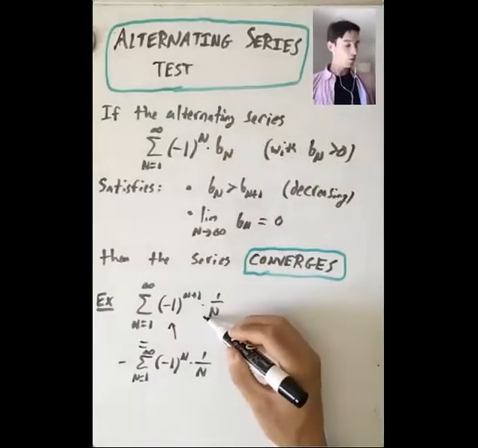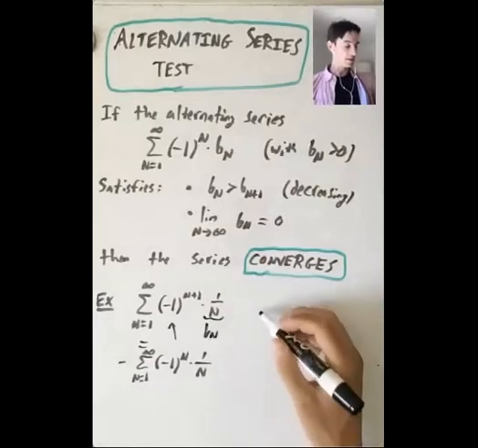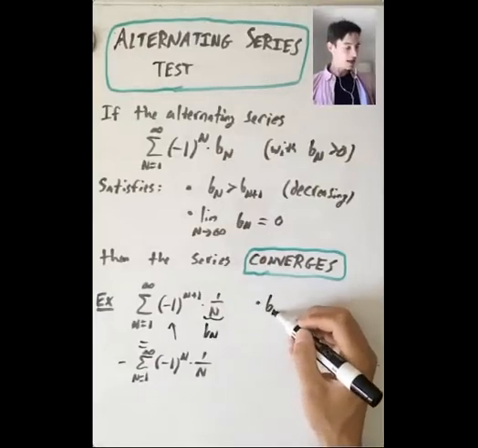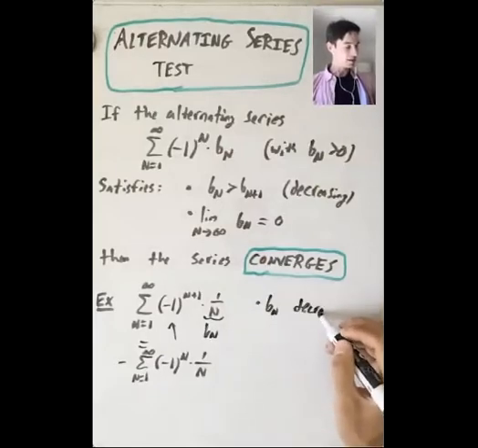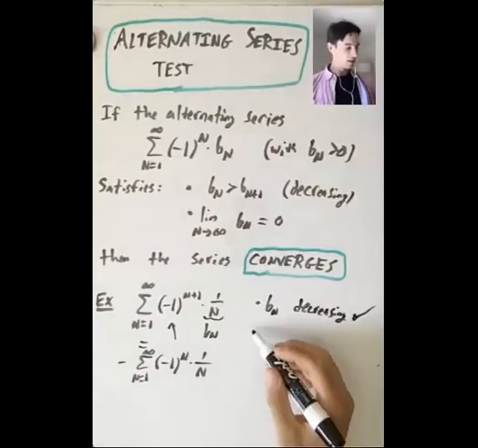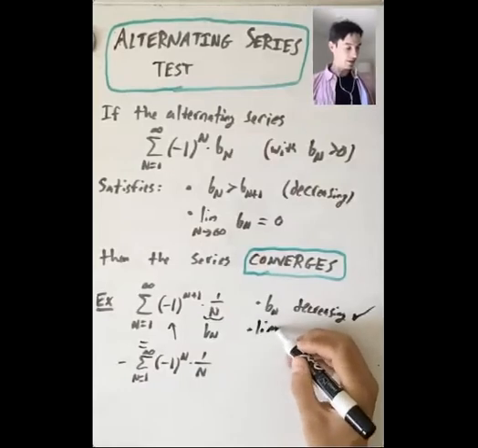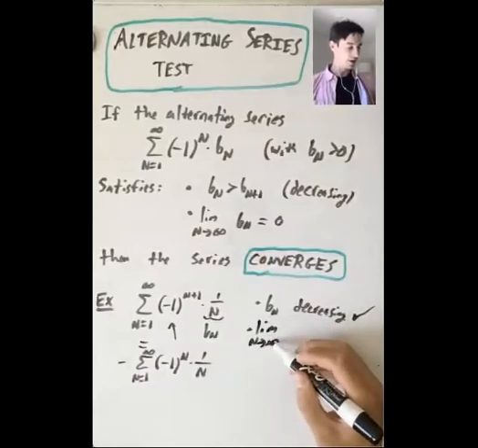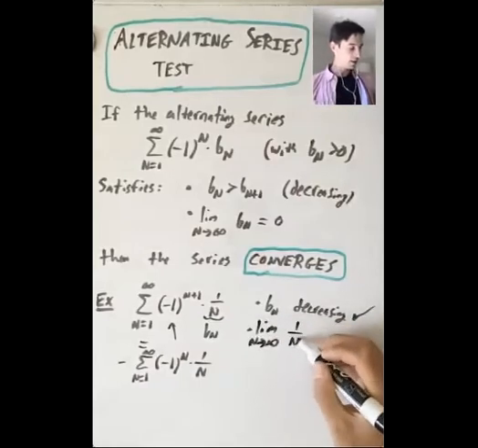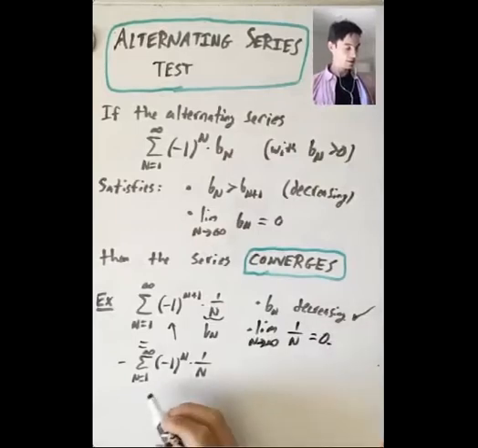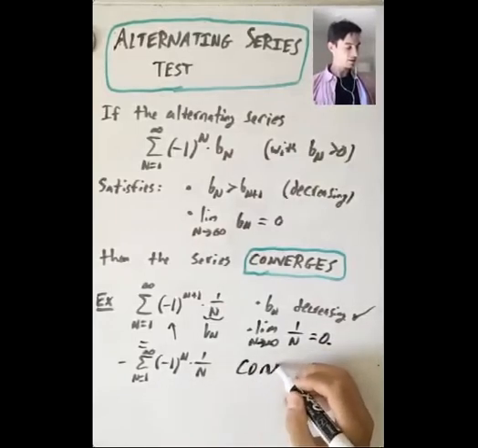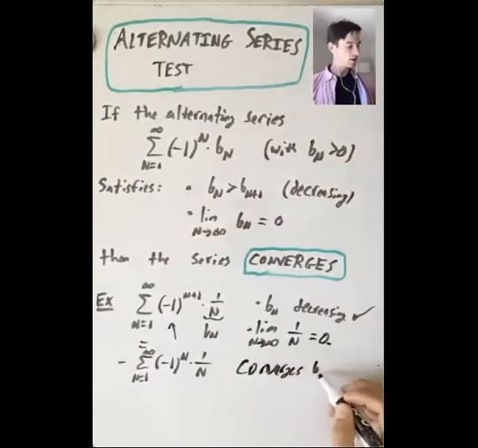Okay, so now 1 over n, these are going to be our bn's. And we see that bn is decreasing, because as n gets bigger, 1 over n gets smaller. And it's definitely true that the limit as n goes to infinity of 1 over n equals 0. So this converges by the alternating series test. That's all you have to check.